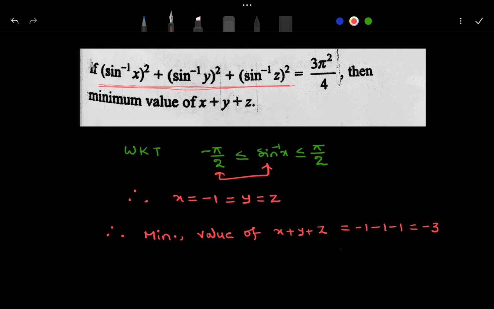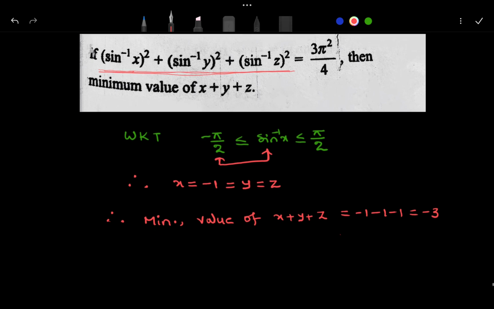Now in the same way someone may raise a doubt: sir, how can we find the maximum value? Okay, very simple. Sine inverse of x maximum value is what? Pi by 2. Then what is the x value? Sine pi by 2 is 1. So x is equal to 1, y is equal to 1, z is equal to 1. We can get the maximum value.